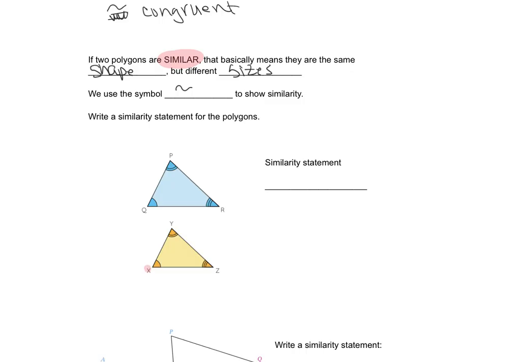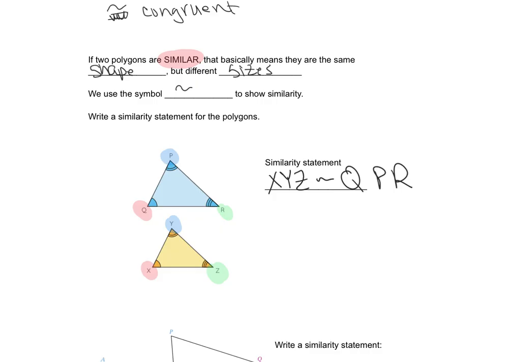So if you notice, X has one tick mark in it, Q also has one tick mark in it, which means those are corresponding. So when we list them, they have to be in the same spot. And then Y has two little tick marks, P has two little tick marks, and then Z and R. So when we go to list these out in our similarity statement, if I say XYZ is similar, I have to say QPR.